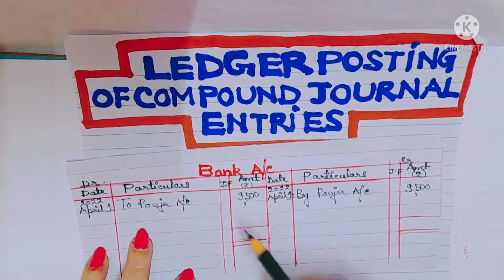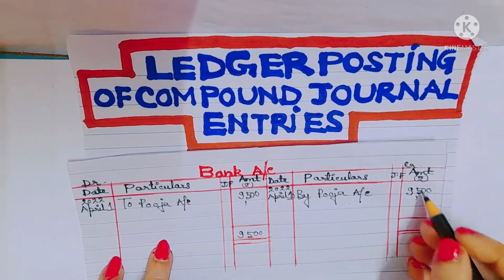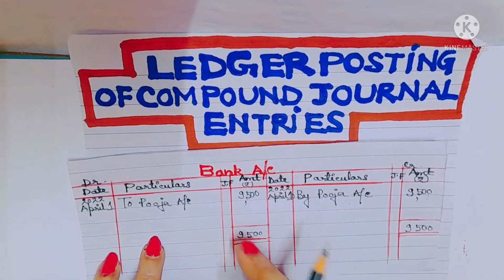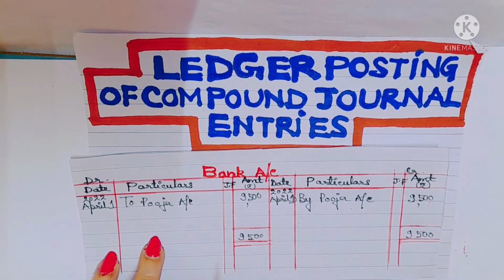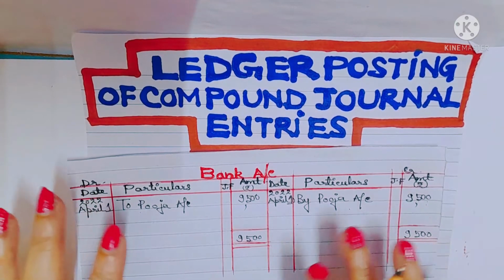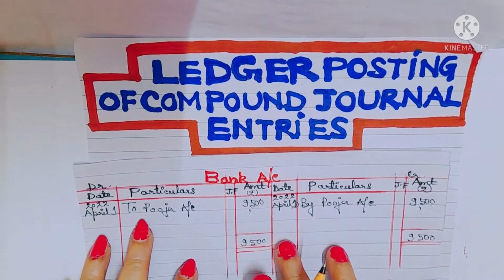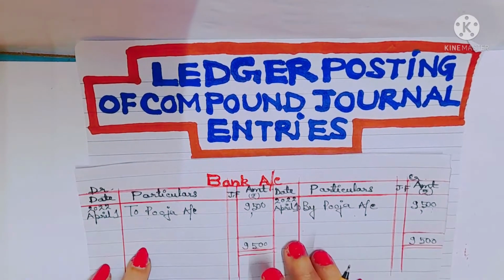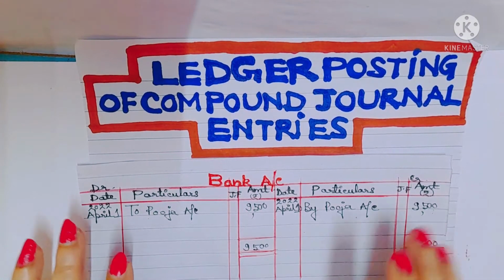See here, debit side total is 9,500. Credit side total is 9,500. Debit side total is equal to credit side total. See, is there any balance? No balance. This account shows no balance. Bank account shows no balance. So always remember, when debit and credit totals are equal, bank account shows no balance. So bank account will not be entered in the trial balance. Why? Because there is no balance.